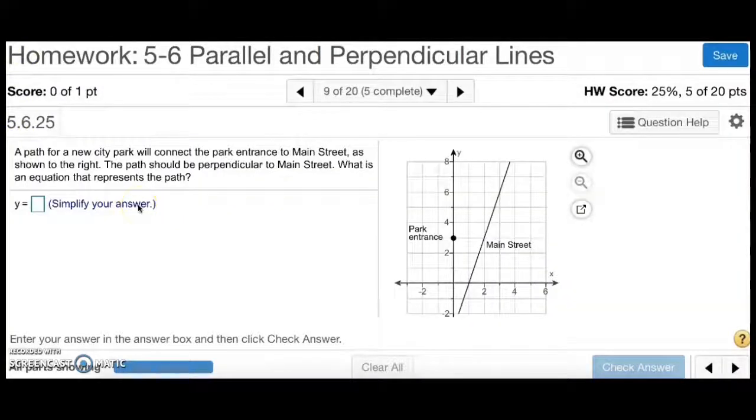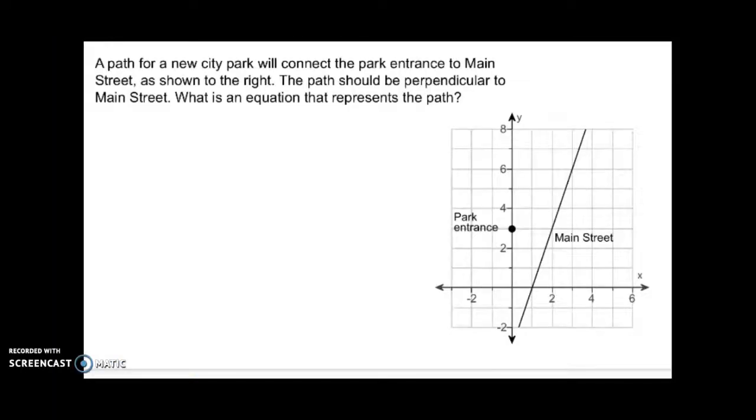9. A path for a new city park will connect the park entrance to Main Street, as shown to the right. The path should be perpendicular to Main Street. What is an equation that represents the path? The first thing we need to identify is the point that the park entrance is on. That is 0, 3. The next thing we need to identify is the slope of this line, because the line we're looking for is perpendicular to it, so we need the original slope first.